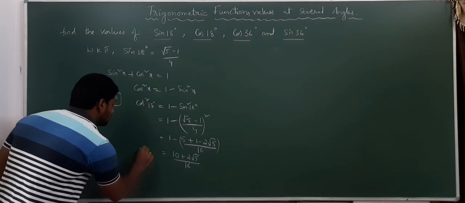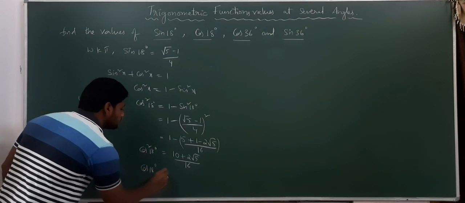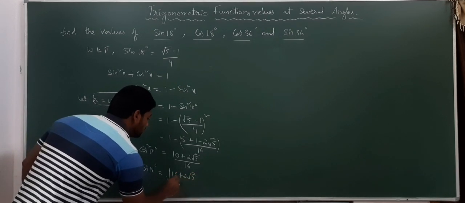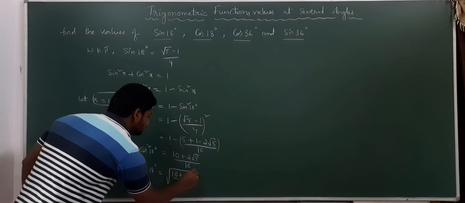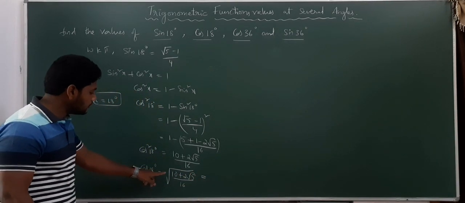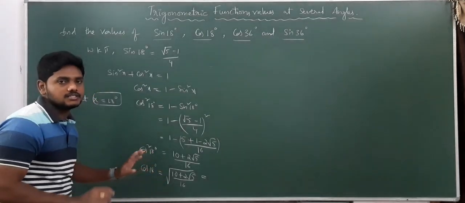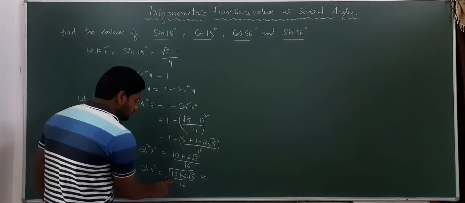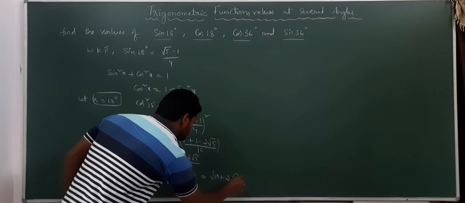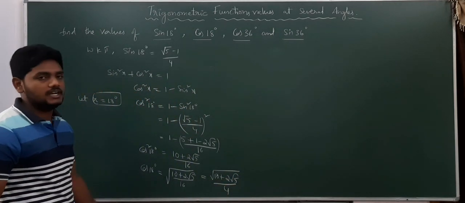This is cos square 18 degrees. Then how will we get cos 18 degrees? Cos 18 degrees is the square root of (10 plus 2 root 5) divided by 16. Here, for the square root it is plus or minus, but 18 degrees is in the first quadrant, so we will consider only the plus value. Remember that. So it becomes the square root of (10 plus 2 root 5) divided by 4. So this is the value of cos 18 degrees.